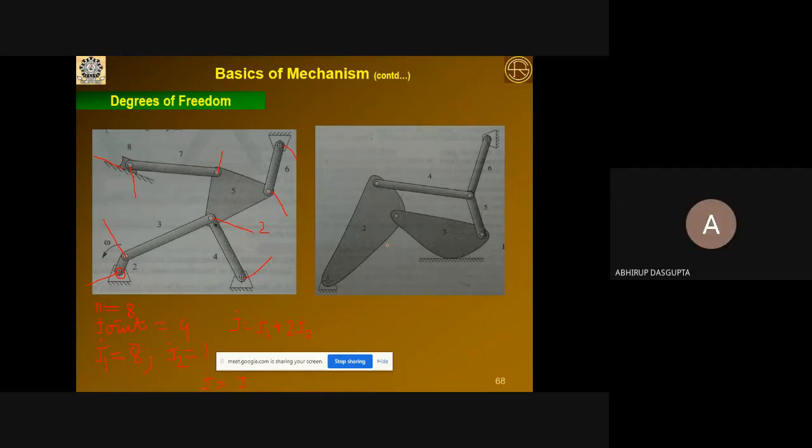Now next one. How many components? Six, sir. 1, 2, 3, 4, 5, 6. 6 links. N equals 6. Then you identify the joints. This is the joint. What type of joint is it? A joint or pair? This one is first order. Three links are connected. Second order. And here also link number 1 and link number 3, another joint is another pair.